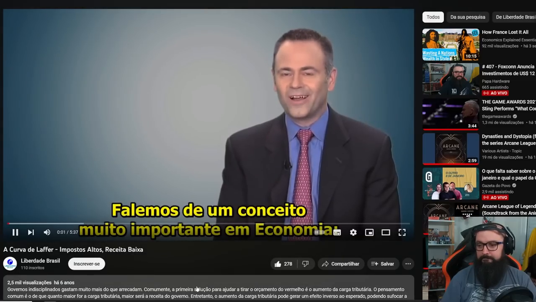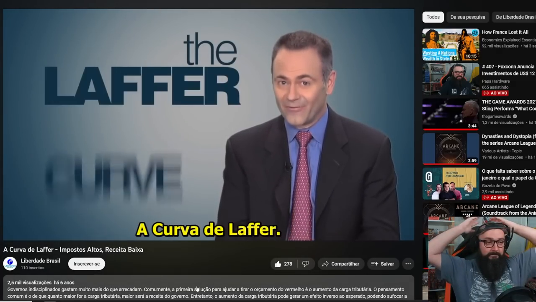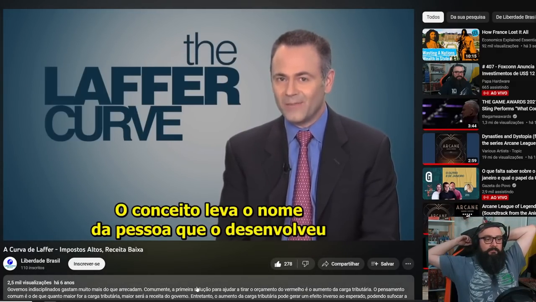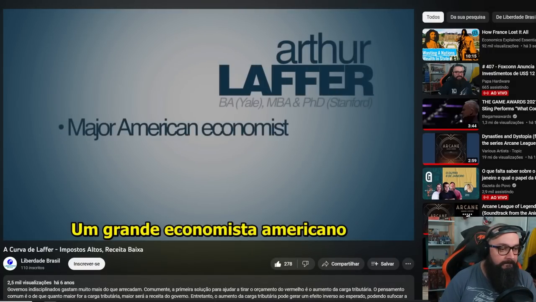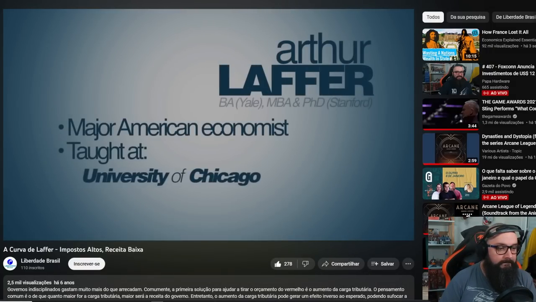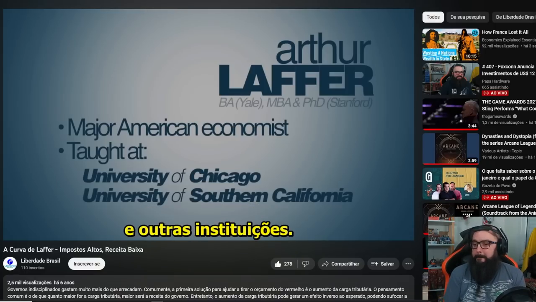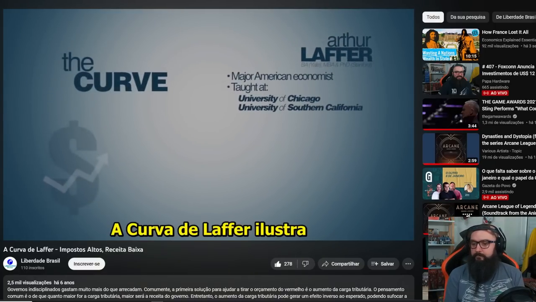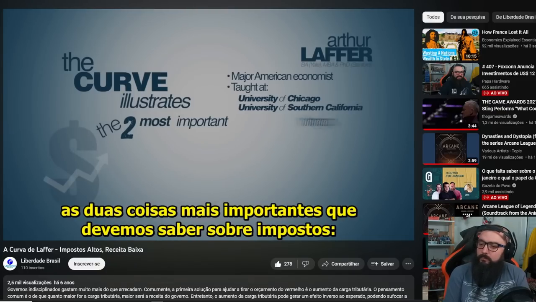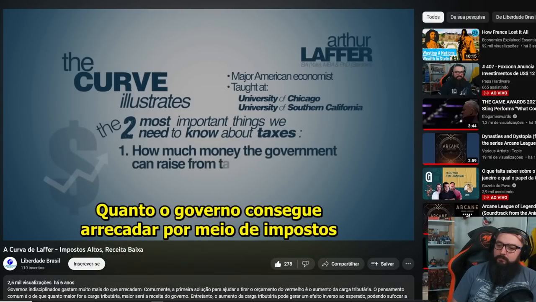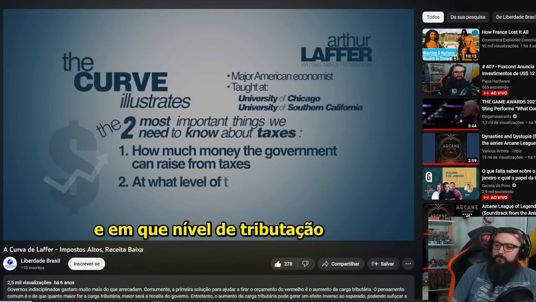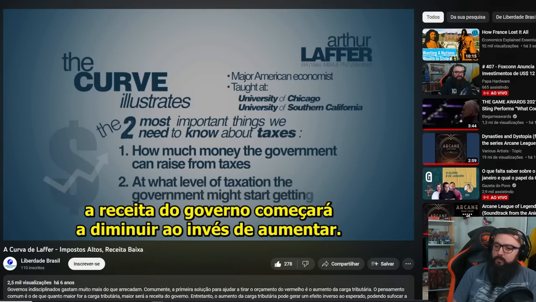Let's discuss an important concept from economics, the Laffer curve. This concept is named after the man who developed it, Arthur Laffer, a major American economist who has taught at the University of Chicago, University of Southern California, and elsewhere. The Laffer curve illustrates the two most important things we need to know about taxes: how much money the government can raise from taxes, and at what level of taxation the government might start getting less, not more, revenue.